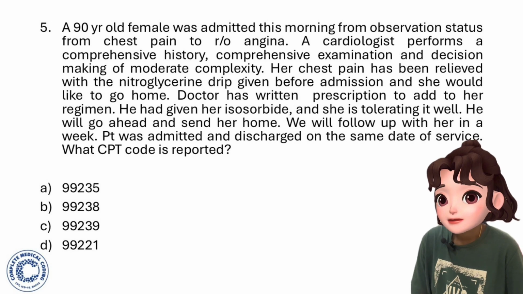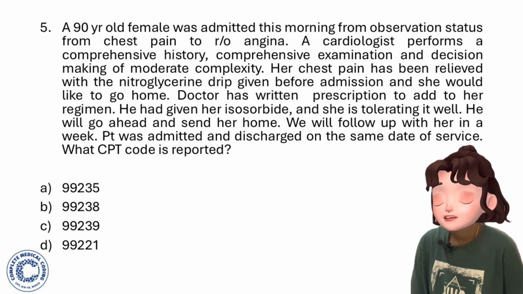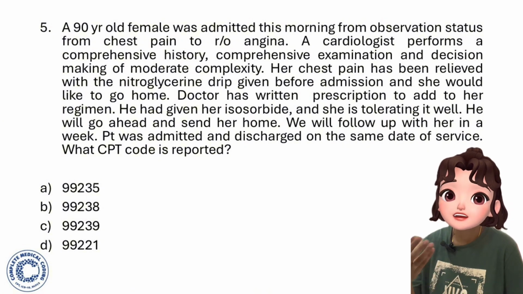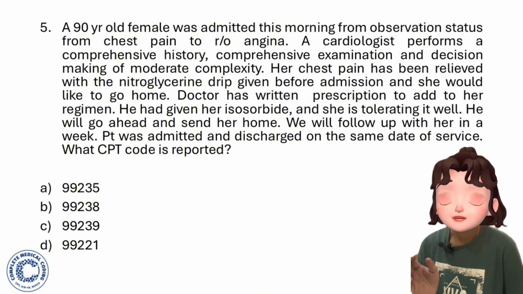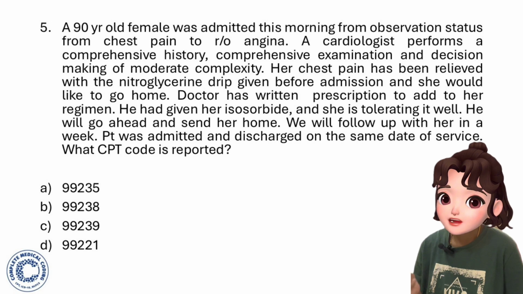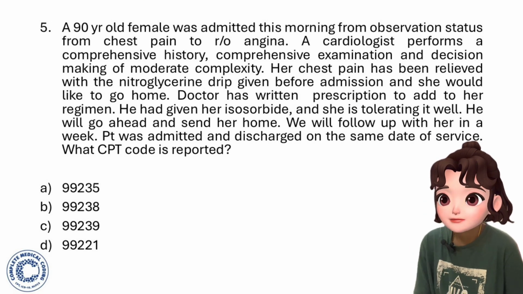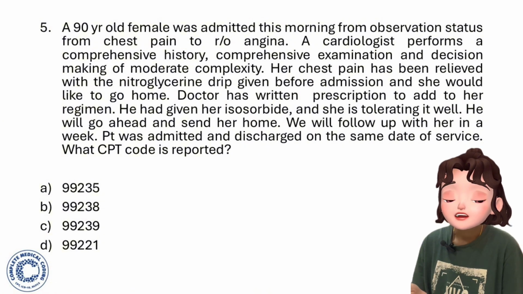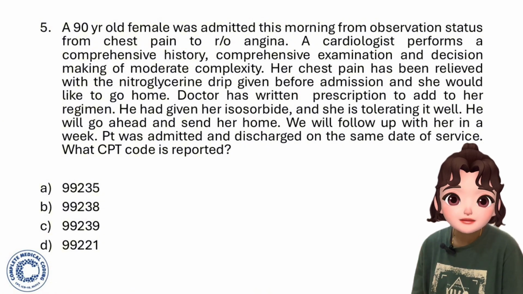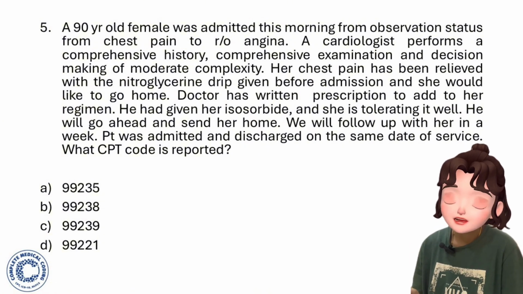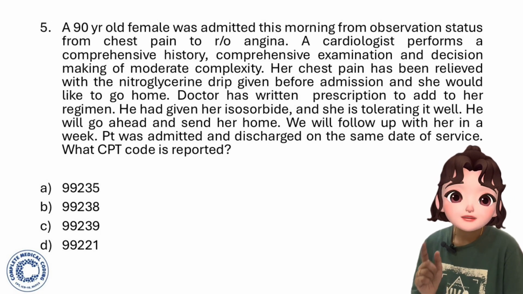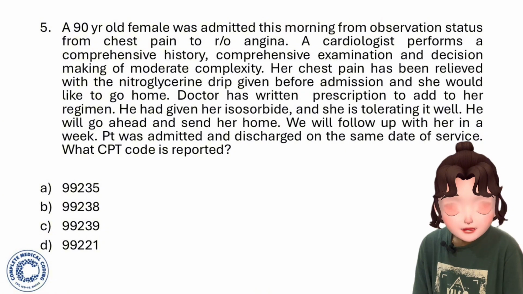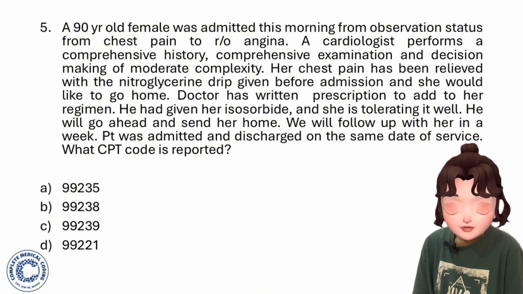See here, the 90-year-old patient was admitted from observation status. So the patient was admitted in the observation, so you have to code for the observation, right? To rule out angina. It is not converted to admission or inpatient. The patient is in the observation status, so you have to code the observation code. Okay, so what is the first one? 99235. Same-day observation or inpatient hospital care.